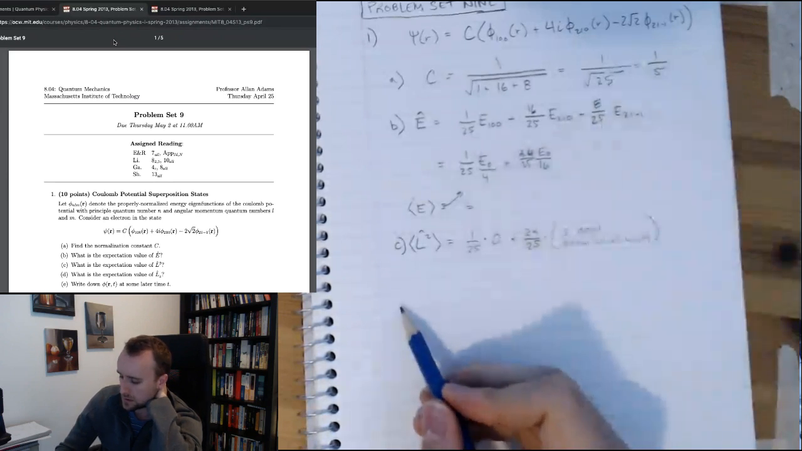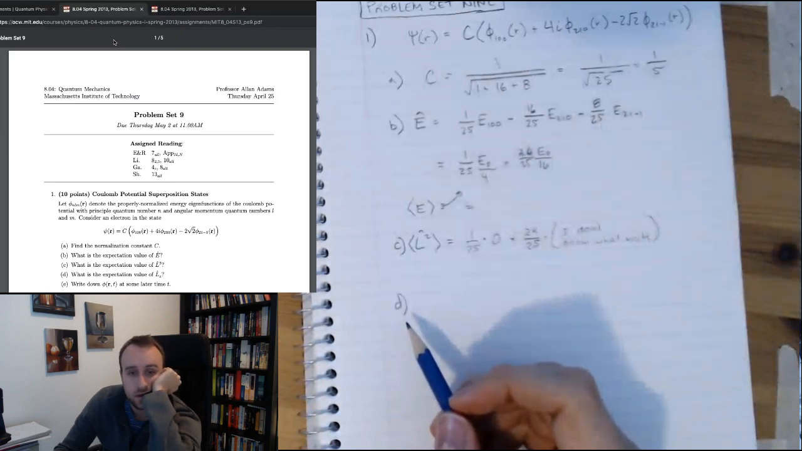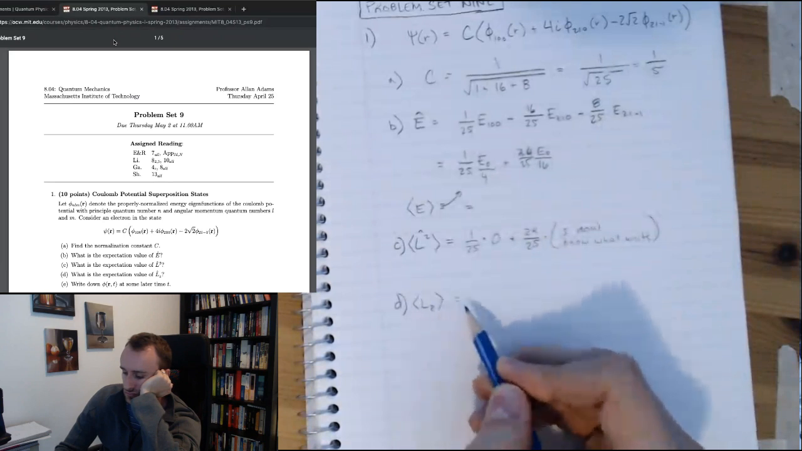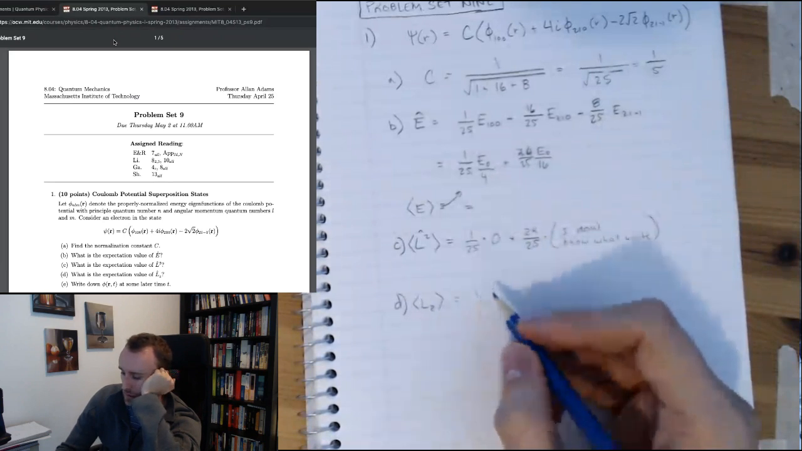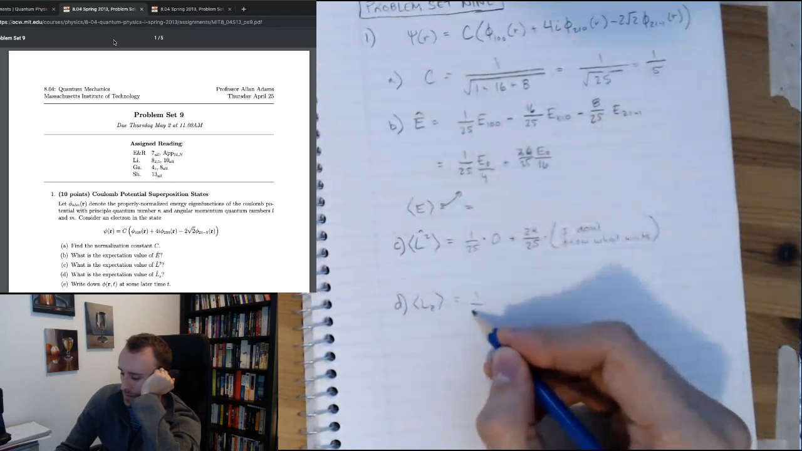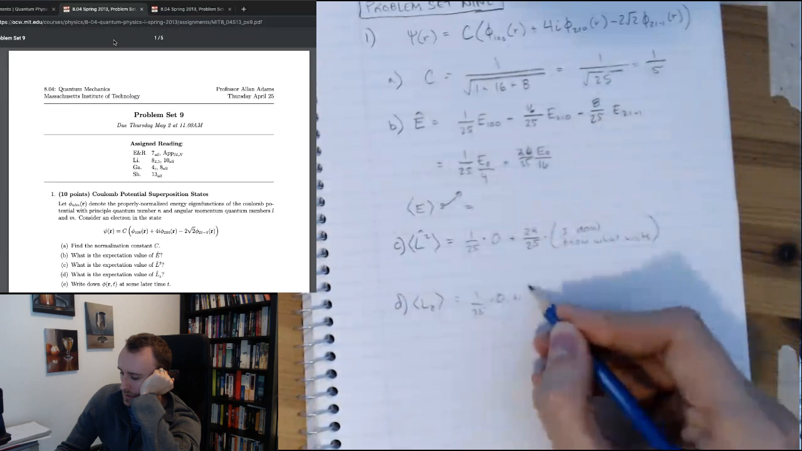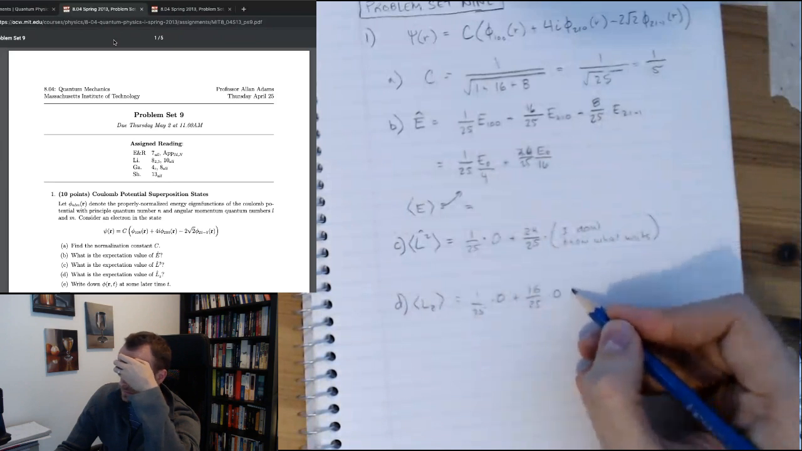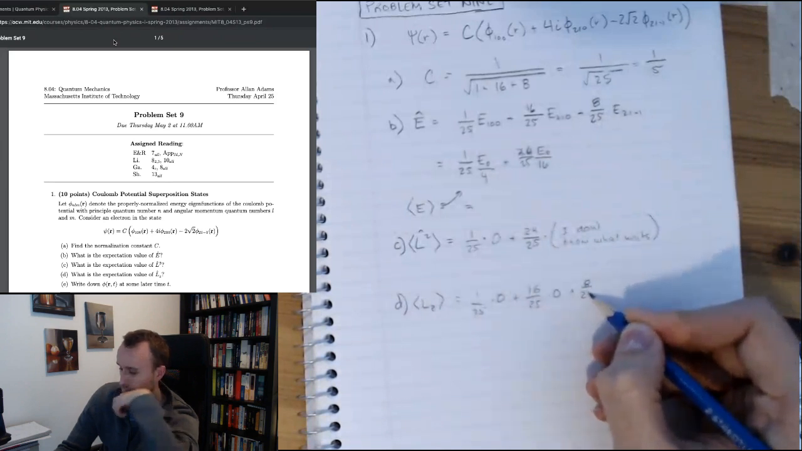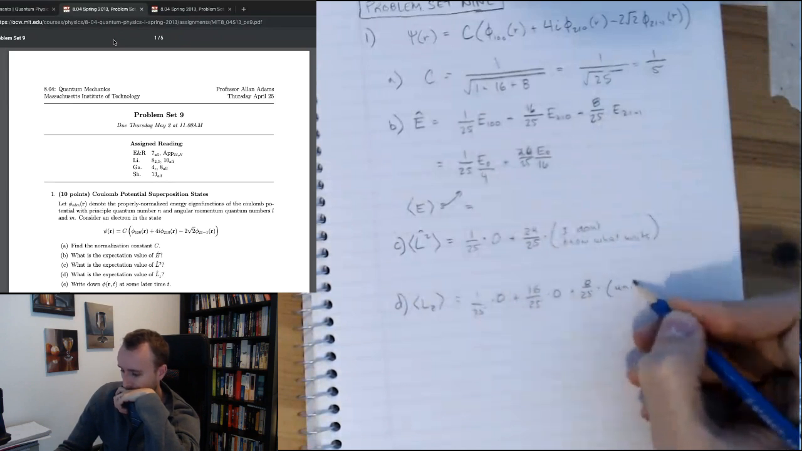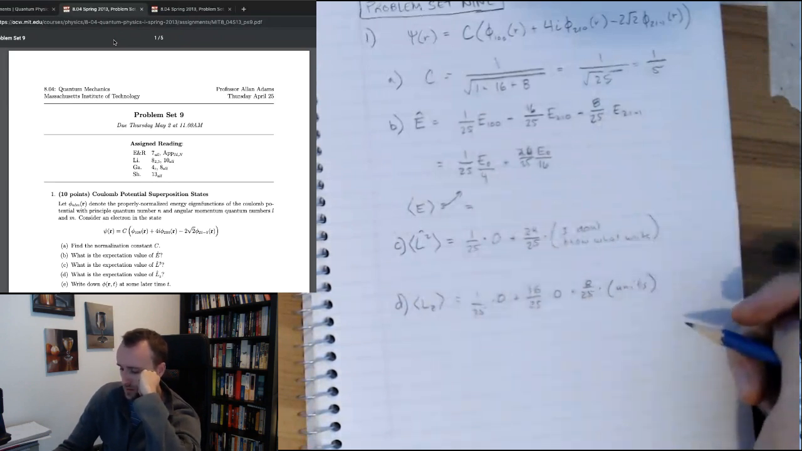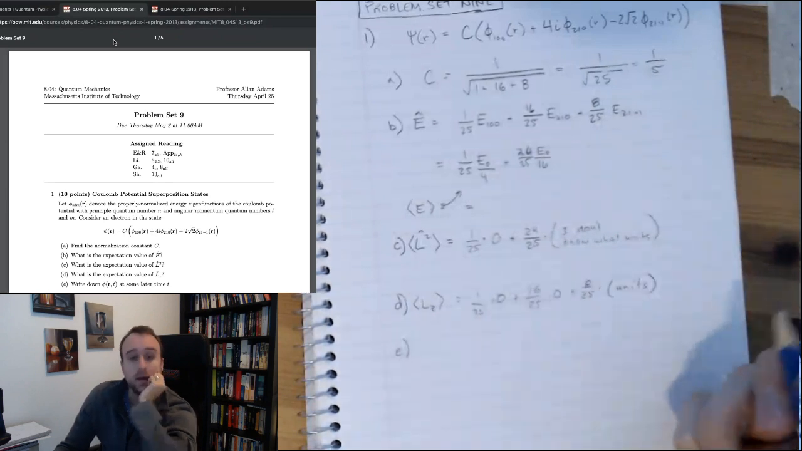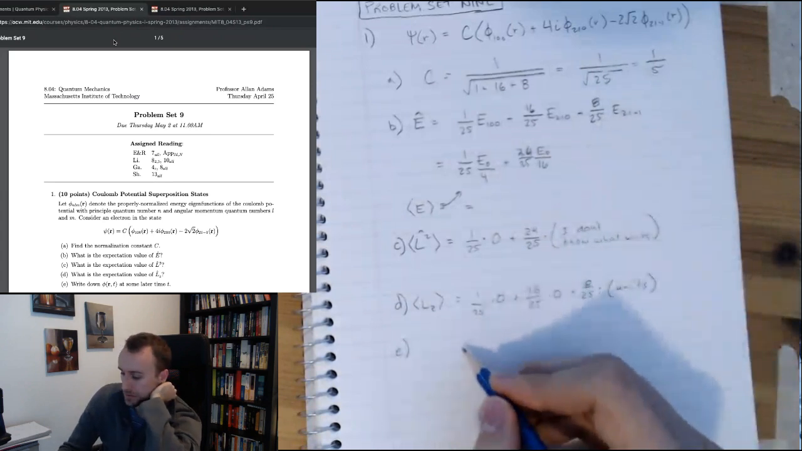All right, and then D is going to be LZ. It's going to again be 16 to the 25th times 0. So I don't know what those basic units are. E, well, this is just going to be this whole thing.